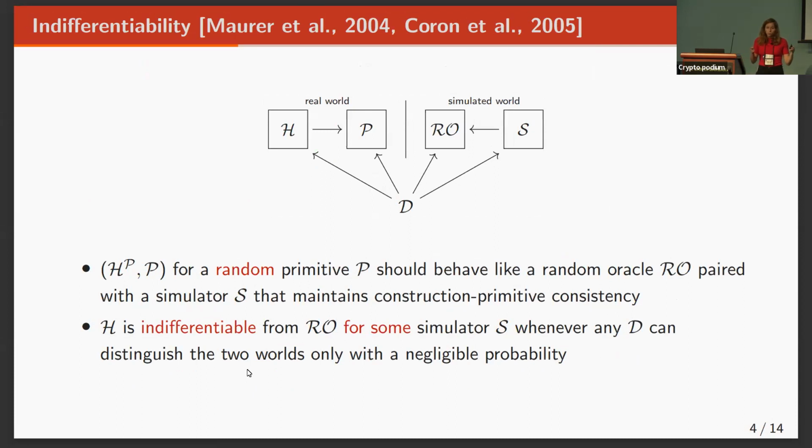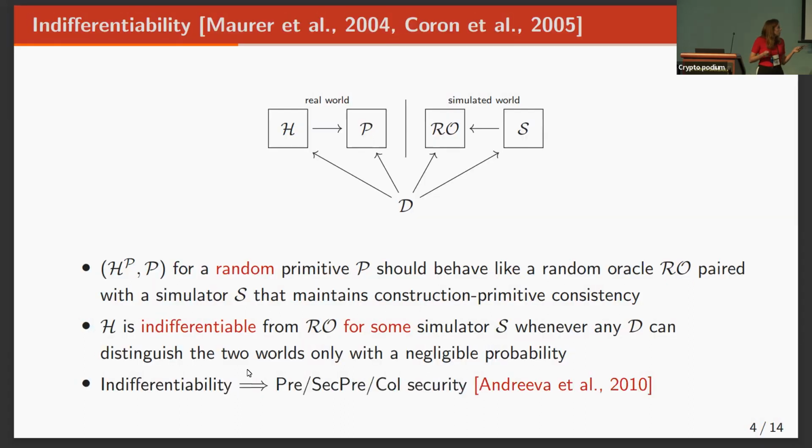The goal of the simulator is to mimic the primitive's behavior according to the random oracle response. In other words, it must maintain construction-primitive consistency. And the goal is to show that the adversary can distinguish between these two worlds only with a negligible probability, or with a number of queries which is unreachable in practice. So indifferentiability is much stronger than the previous security properties.